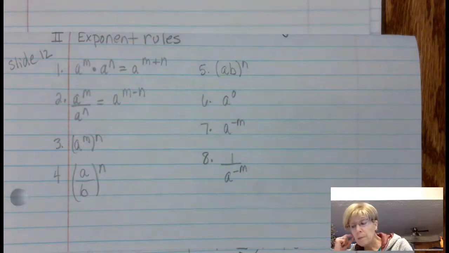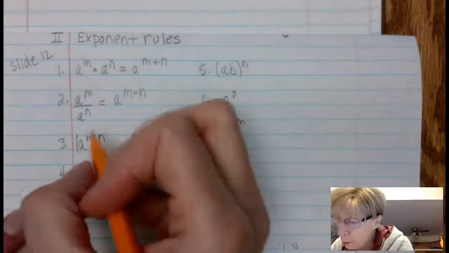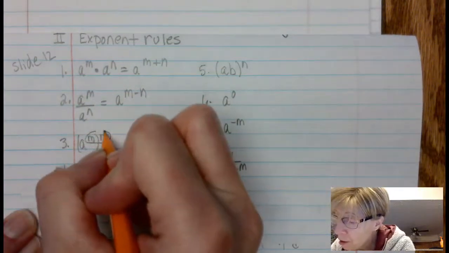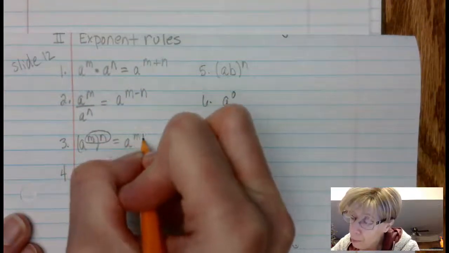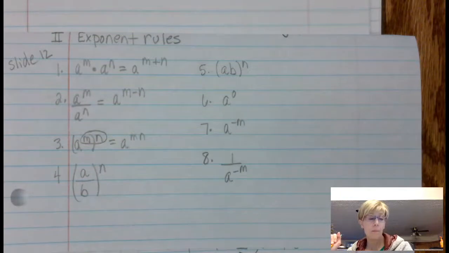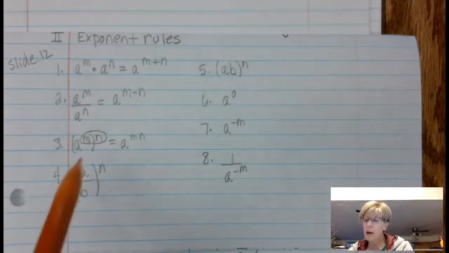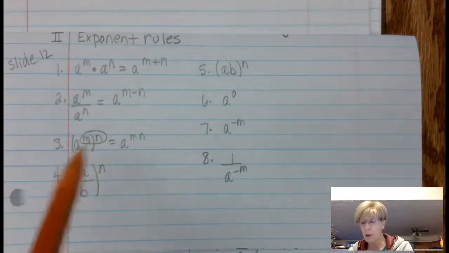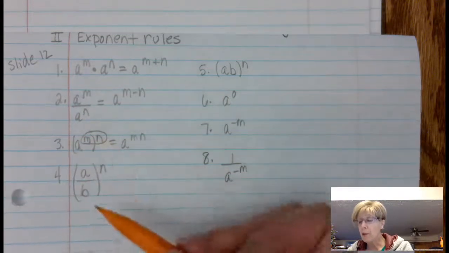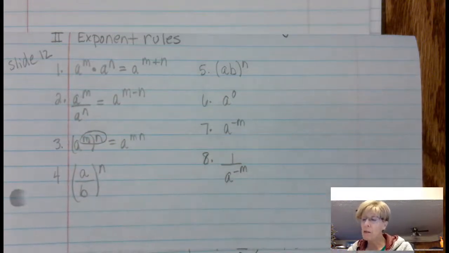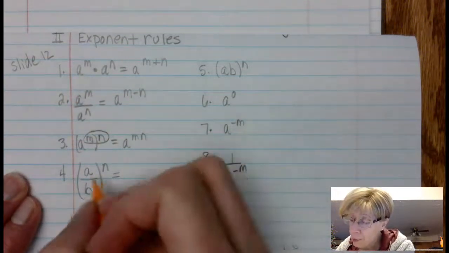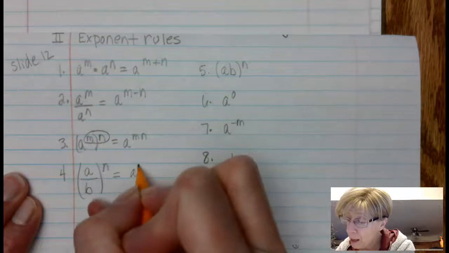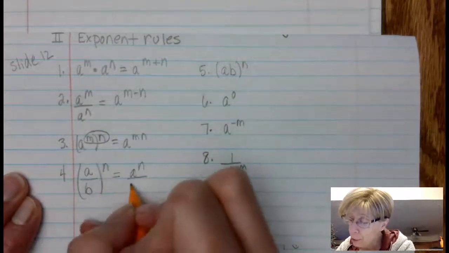Number 3, a to the m raised to the n. I call this superpowering. And what happens is we take these two exponents right there and we multiply them together. And not only can we do that if we just have a term, but if we're dividing, it's what's inside the parentheses gets raised to what's outside the parentheses. So a gets raised to the n, and b gets raised to the n.